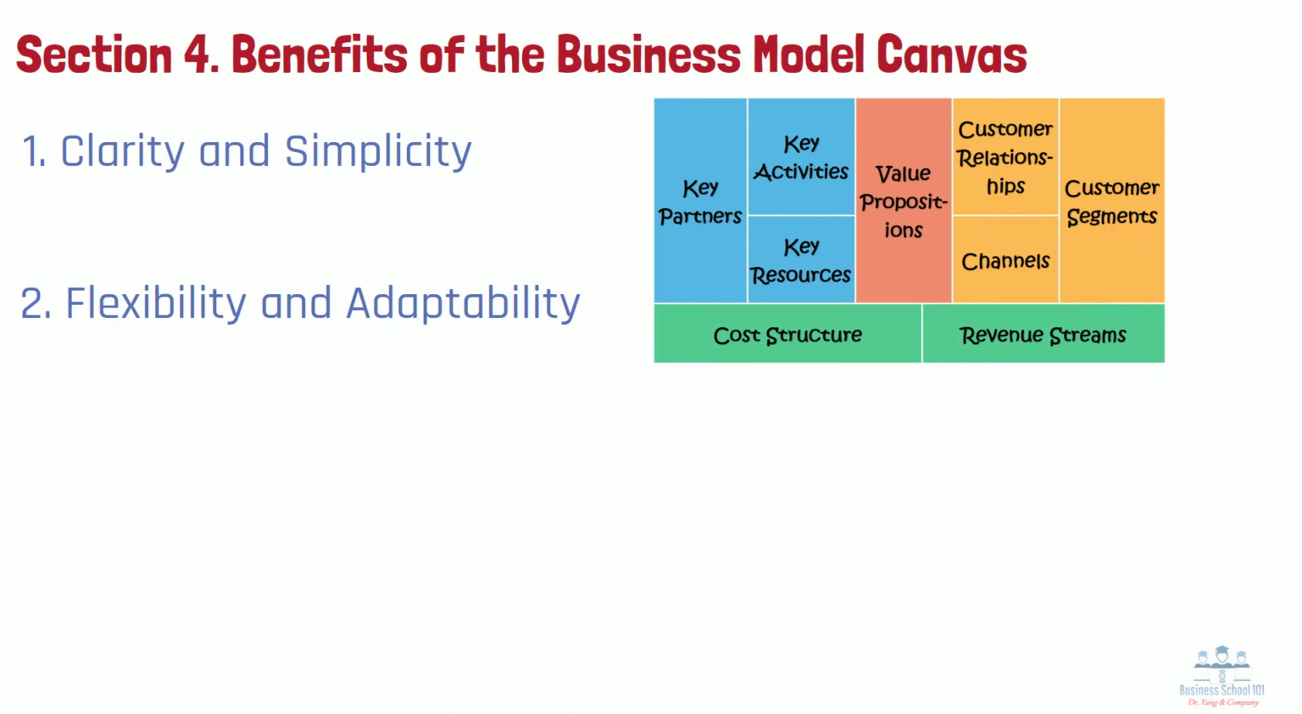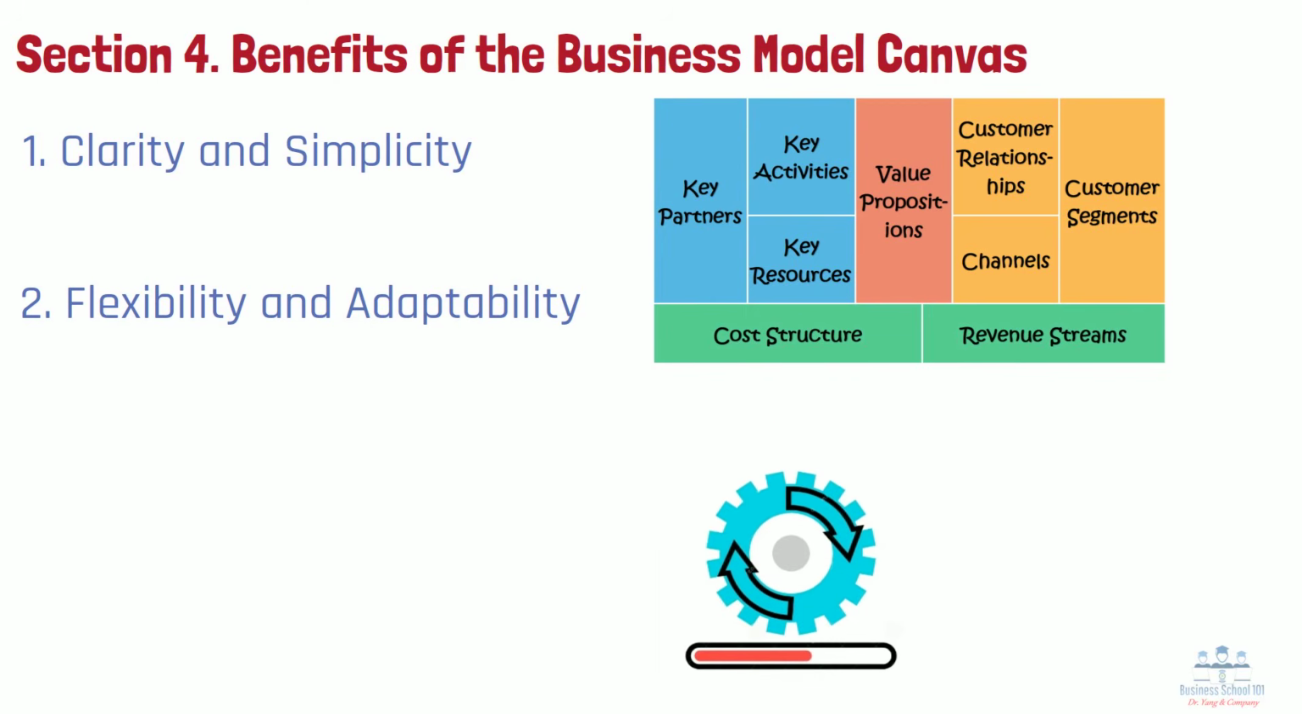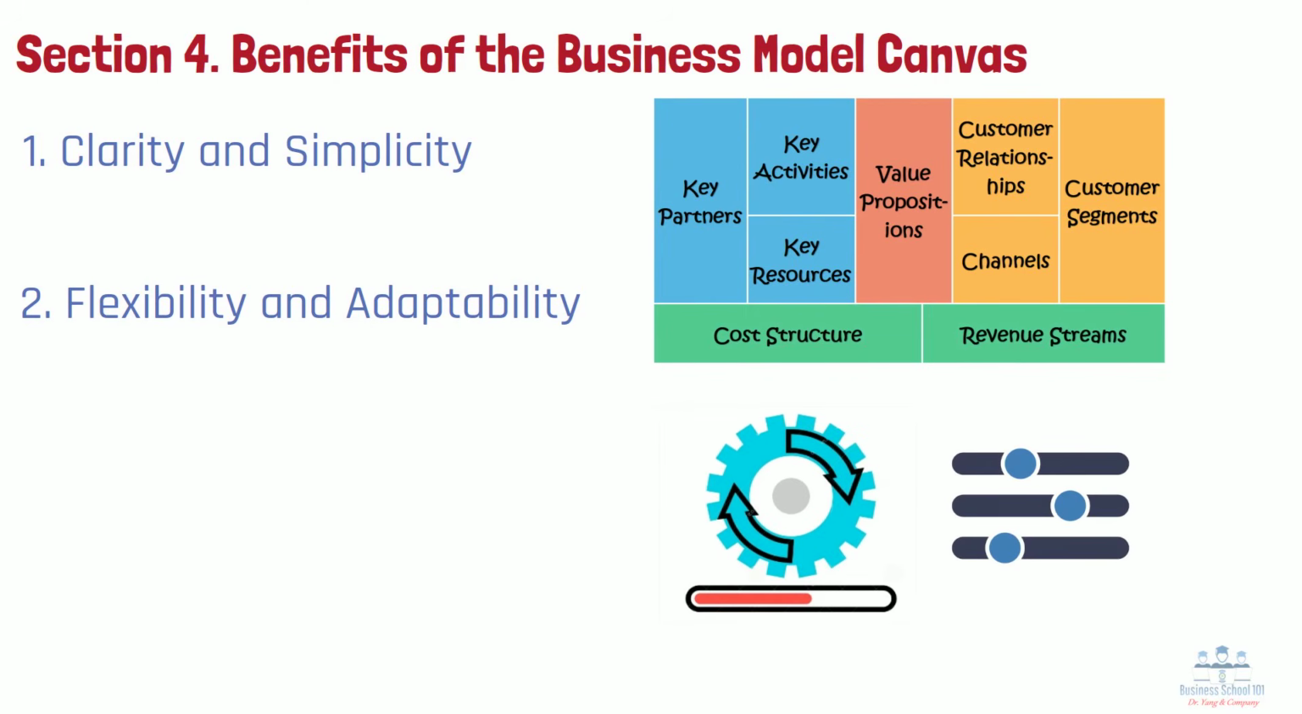Number 2. Flexibility and adaptability. The BMC allows businesses to easily update and refine their models as market conditions change. It provides a flexible framework for exploring new opportunities or pivoting when needed.